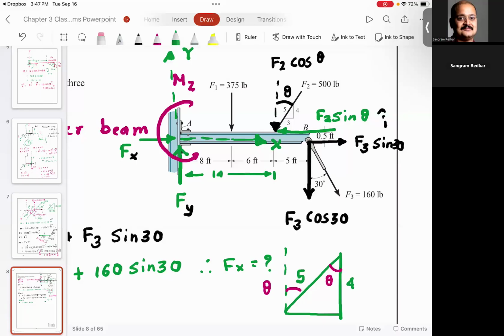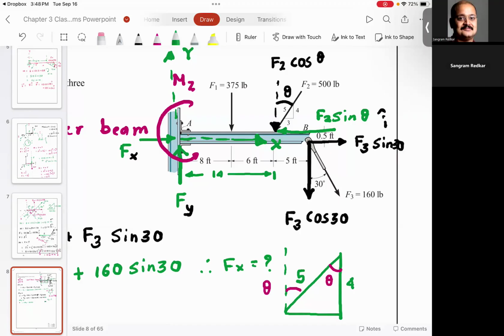However, F2 cosine theta is going vertically down, it will give you moment. Everyone understood this? Now, whether this moment will be positive or negative, curl your fingers in the direction of movement. F2 cosine theta multiplied by 14. So curl your fingers, thumb is going in, so the moment is negative.